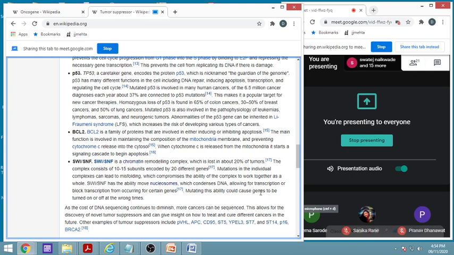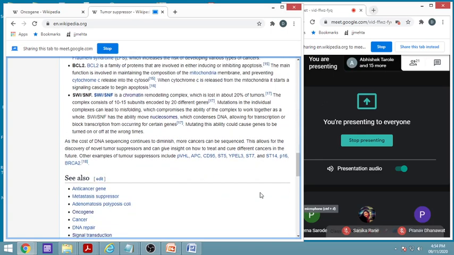Others are SWI/SNF. These are chromatin remodeling complexes, and they are lost in around 20% of tumors. The complex consists of around 10 to 15 subunits which are encoded by 20 different genes. Mutations in the individual complex can lead to misfolding. Misfolding means genes are coiled, and if not properly coiled, there will be misfolding. The complex works together as a whole. It has the ability to move the nucleosome, which contains the DNA, allowing transcription or blocking transcription from occurring in certain genes. So mutating this ability could cause genes to be turned on or off at the wrong times. Where it should not be on, it will become on, or where it should be on, it will not be on, and similarly for off. So these are four basic problems it can make, and because of that it can result in cancer.